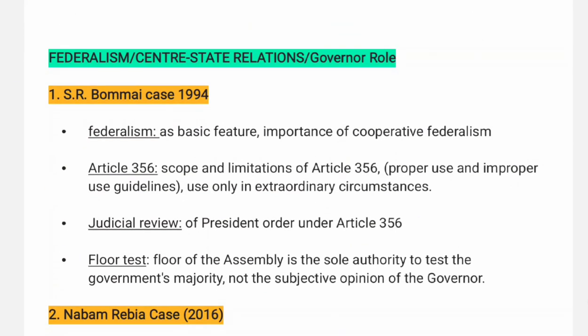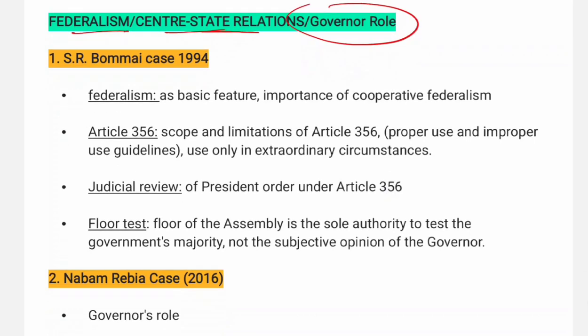The next important case is related to federalism, center-state relation and the role of governor. In this regard, the SR Bommai case of 1994 is very important. In this case, Supreme Court discussed the importance of cooperative federalism and said that federalism is a part of the basic structure and cooperative federalism is very important.